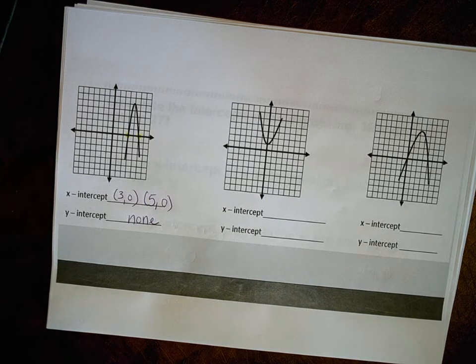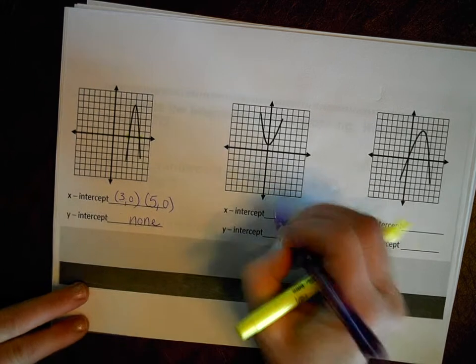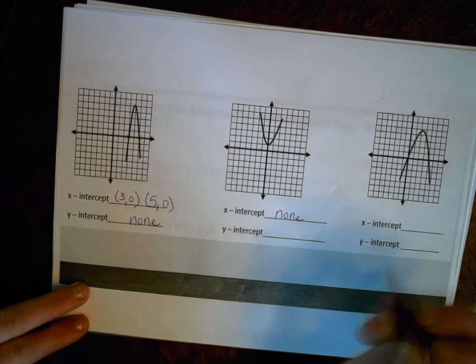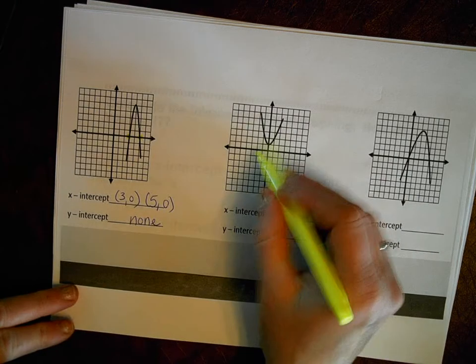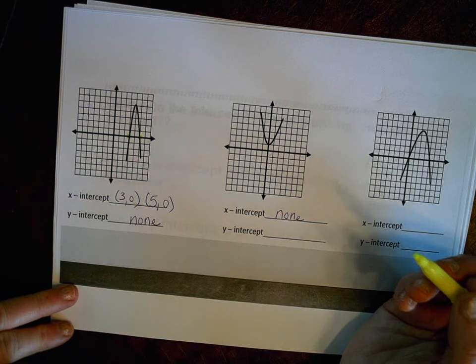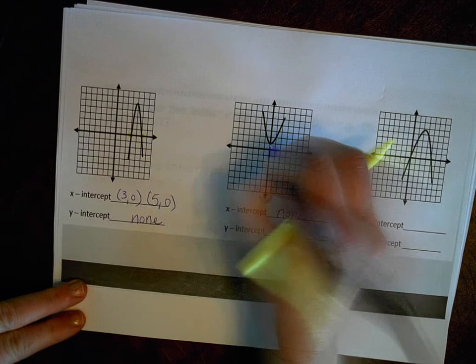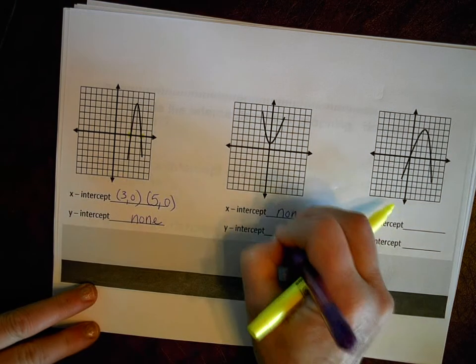Now here's another example. This one doesn't have any x-intercepts. It never touches the x-axis. That could happen if the parabola is moved up all the way. And the y-intercept touches right there at 0.